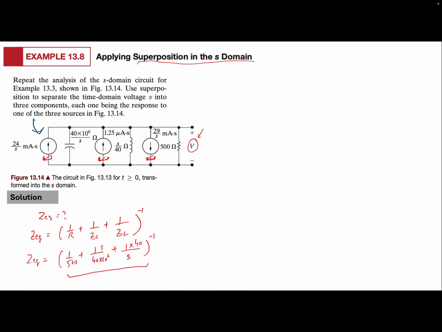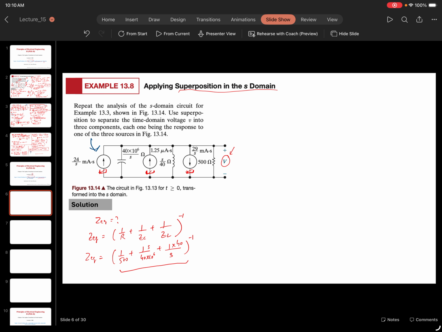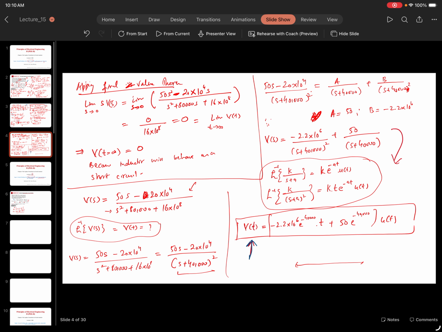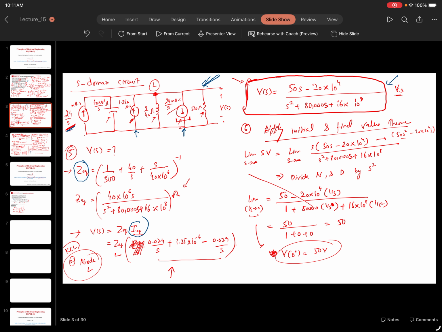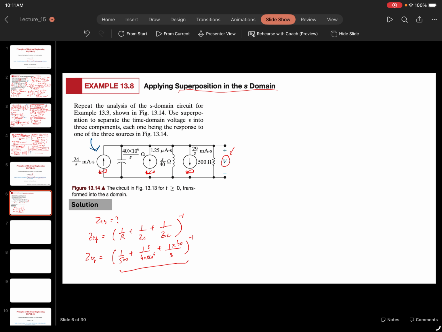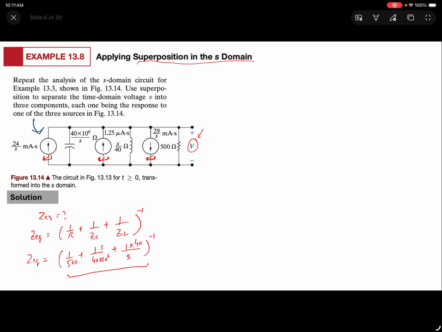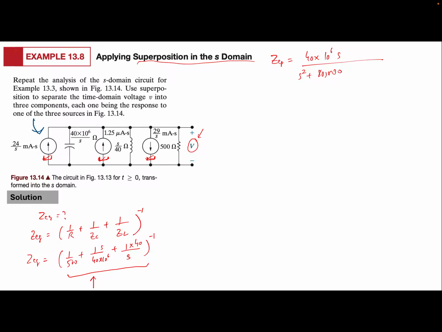And then again, we have evaluated this expression in the last example, so I'm just going to write this thing down. I can show you the expression as well, right? So this was the expression that we determined. So I'm going to use this expression here. Again, you can always solve this thing as well and find that expression. So the Z equivalent is going to come out to be 40 times 10 to the 6 S over S square plus 80,000 S plus 16 times 10 to the 8 ohms. Okay, so this is the Z equivalent. Okay, great. I got the Z equivalent.